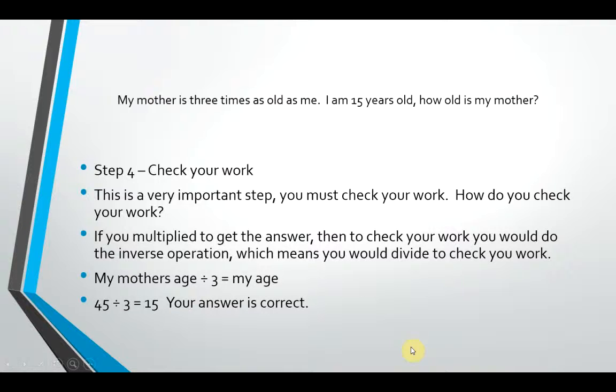If we multiplied to get the answer, how are we going to check our work? We are going to divide to check our work. To do that, we would take my mother's age, divide that by 3, and it should give you my age. So 45 divided by 3 is 15. So is your answer correct? Yes, your answer is correct.